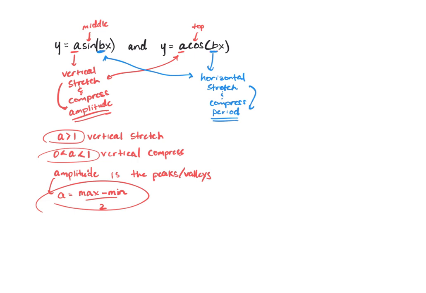Now B is weird because if you learned in pre-calc, when it's inside the house, so it's inside the sine and cosine, you're taking the sine of bx, the cosine of bx. If B is greater than 1, or B is a fraction between 0 and 1, here's what's going to happen. It actually horizontally compresses by 1 over B. So it's going to be the reciprocal.